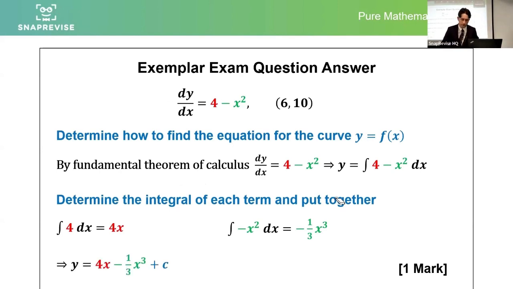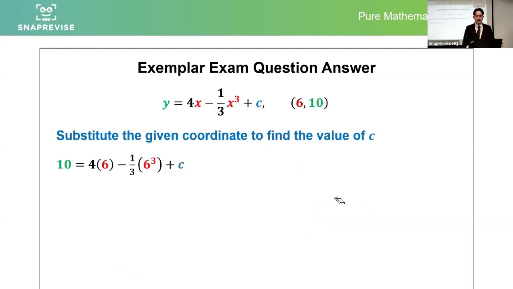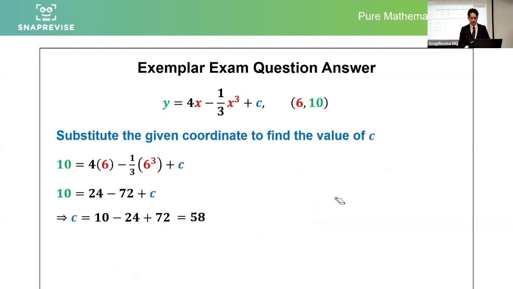Now, the key thing to remember is you were given a value to sub in, which you must make sure you sub in and then solve. And so we're going to get 10 is equal to 4 lots of 6 minus a third lots of 6 cubed plus c. Rearrange, find c, and you get c is equal to 58. And then you've got the exact curve. Don't forget to state the final answer.